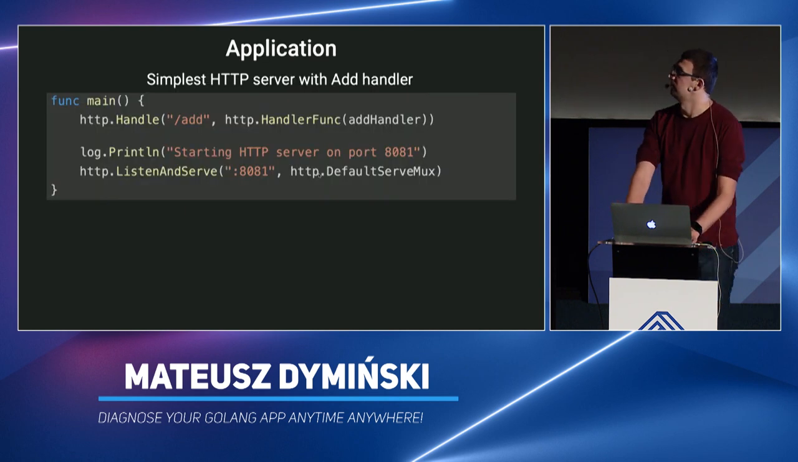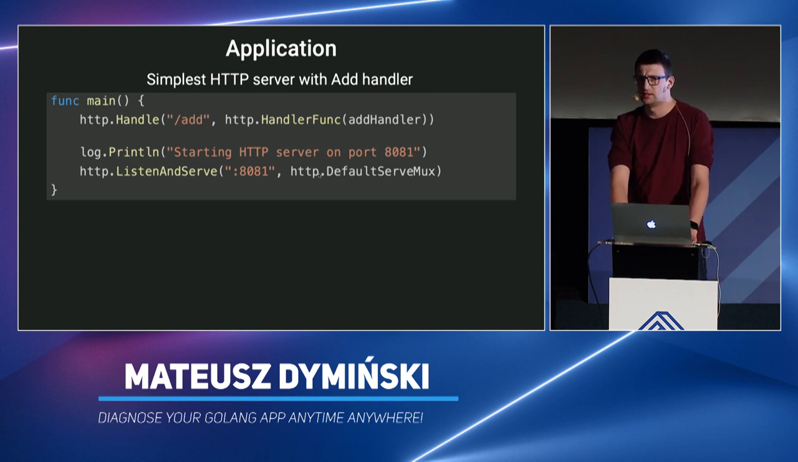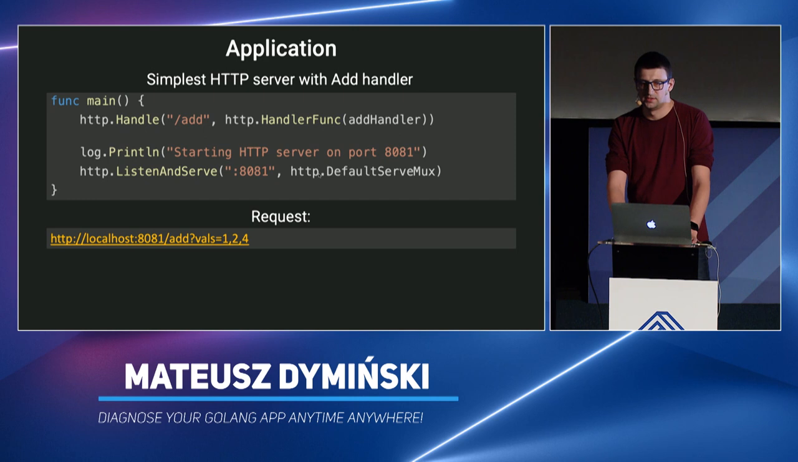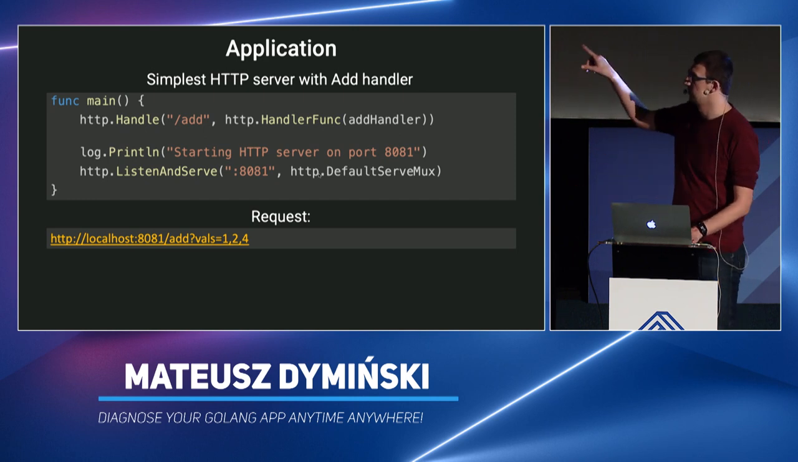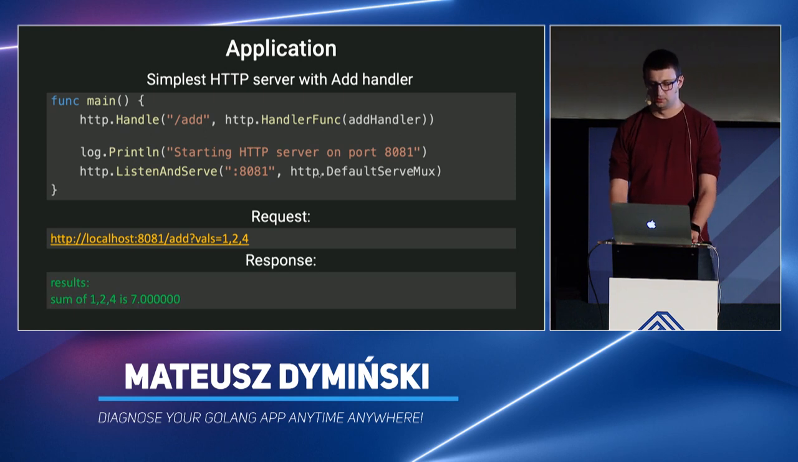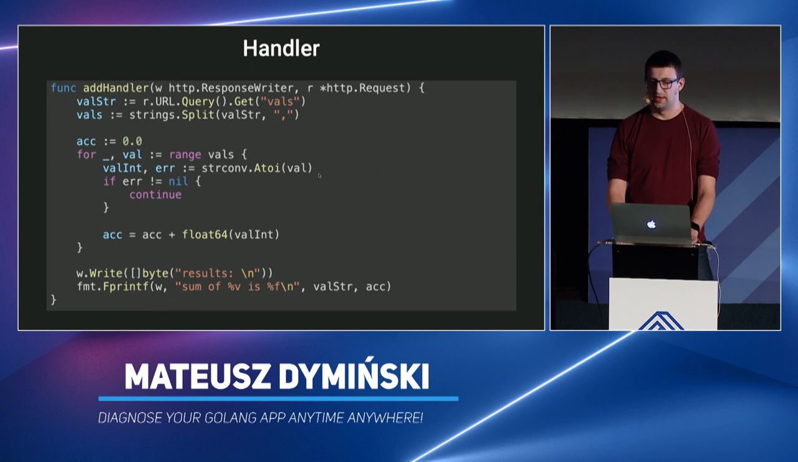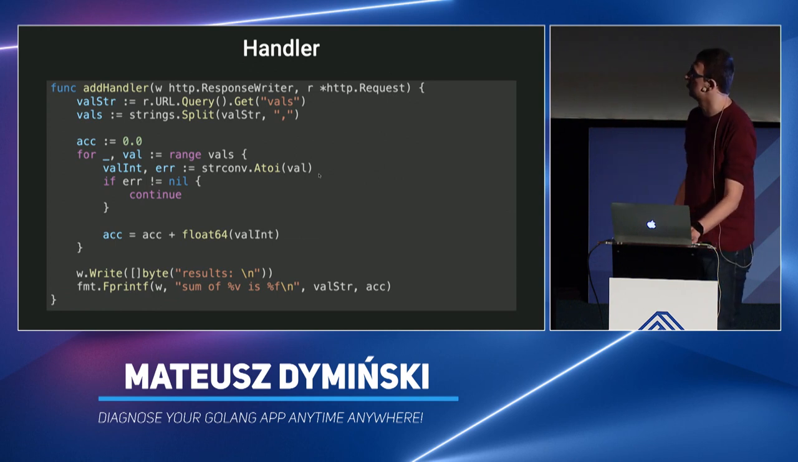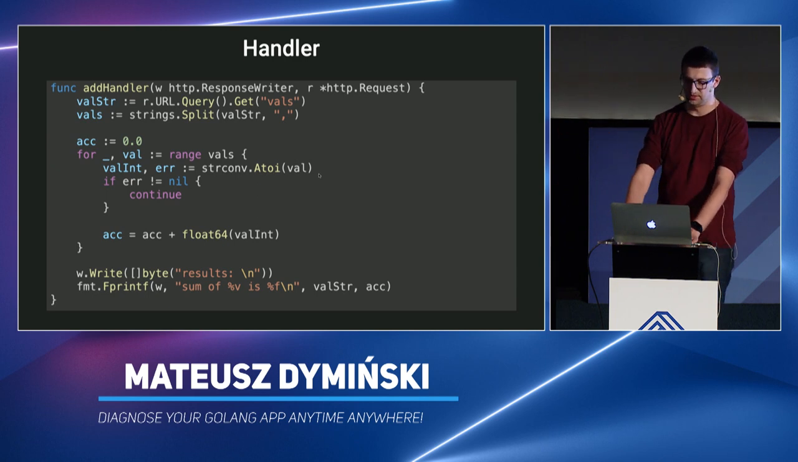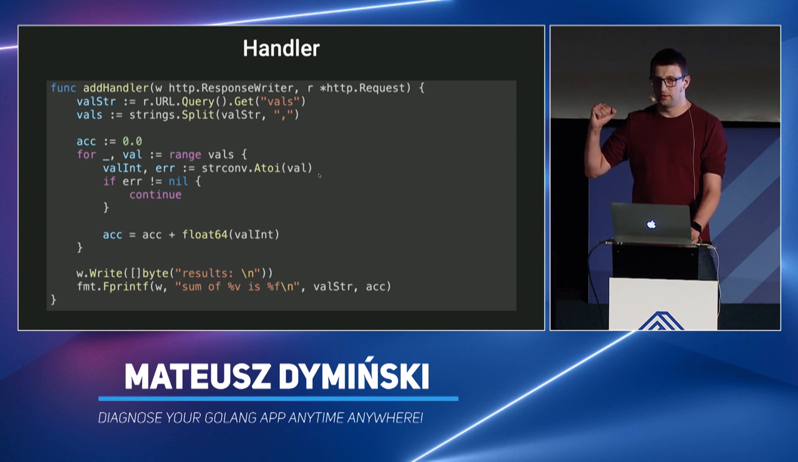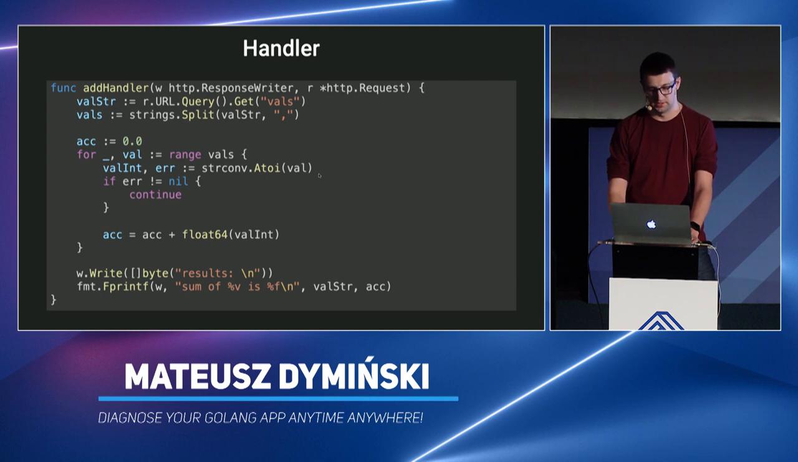Let's assume that we've got a simple HTTP server which has only one handler, and this handler adds some values. When we hit the server with the method /add and pass the vals, we should get such output. Here is the implementation of this handler. We are getting the query args, the vals, splitting them by the comma, and then in the for loop we are just adding them to the accumulator, and then flushing everything to the response. We get the results, the sum of the values.